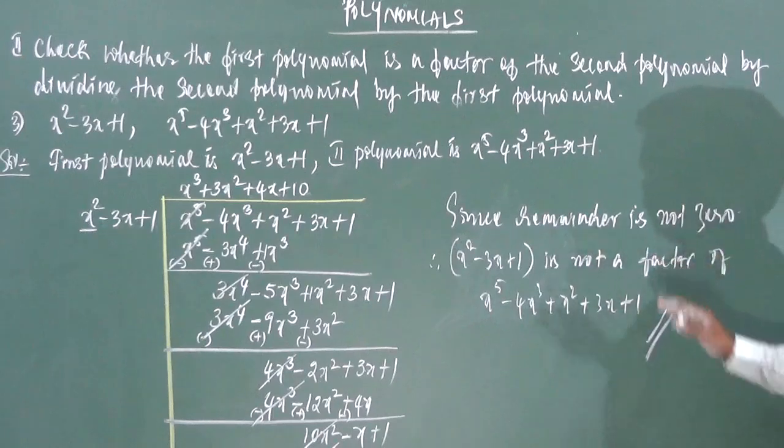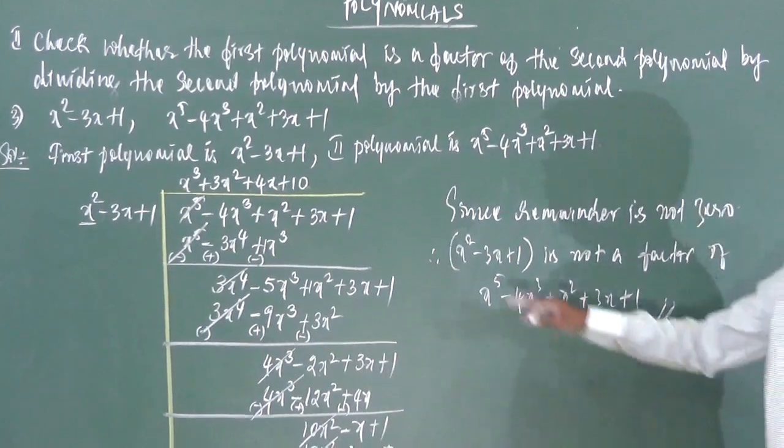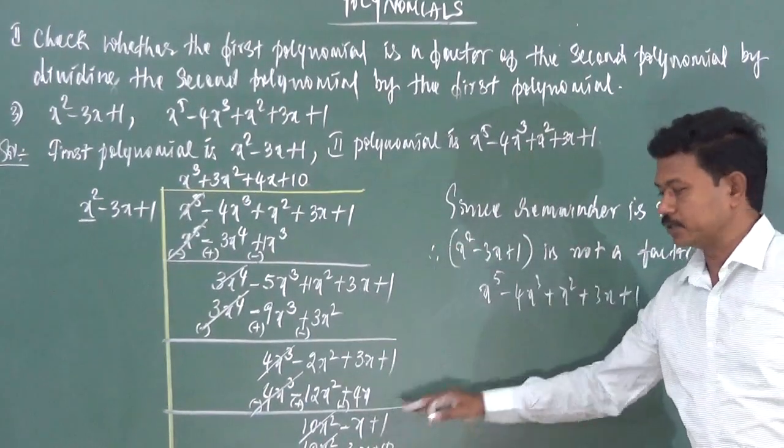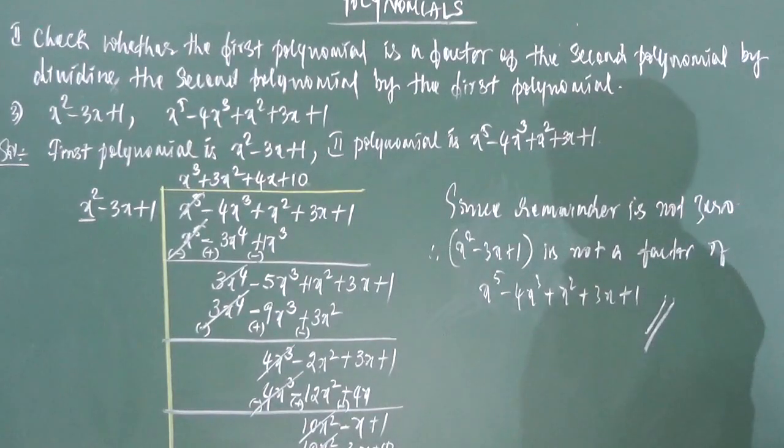So this is a very important problem because 4 steps are involved. 1, 2, 3 and 4 steps are involved in the algorithm. So therefore we have to practice this well. We go with the next problem.